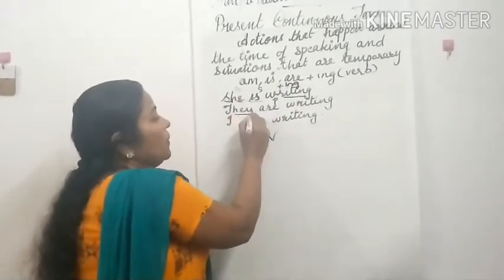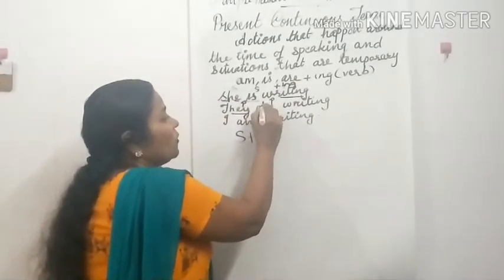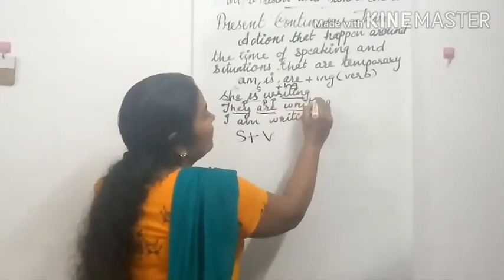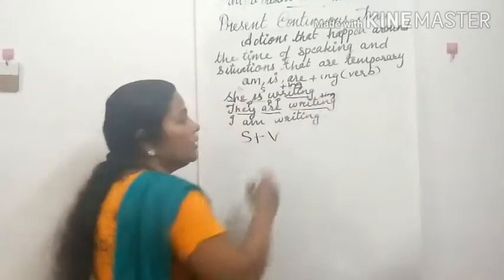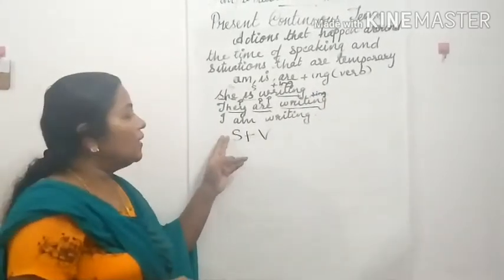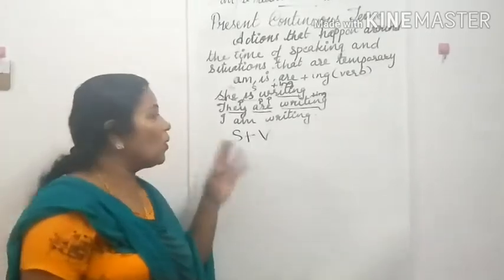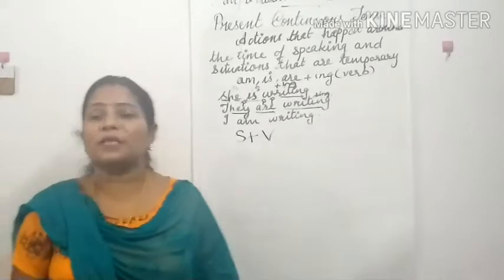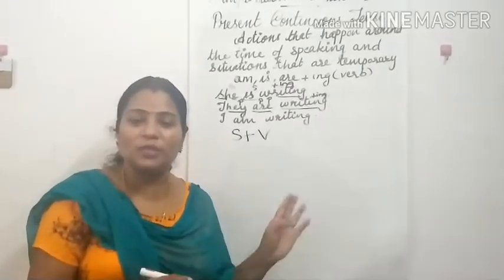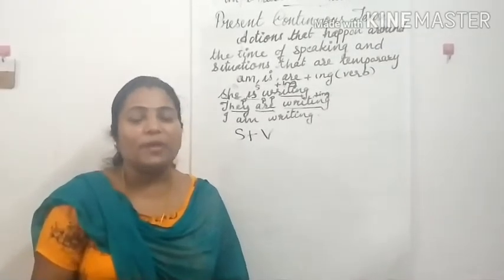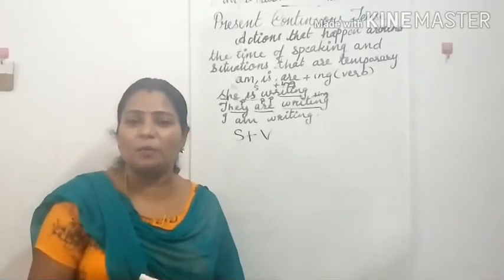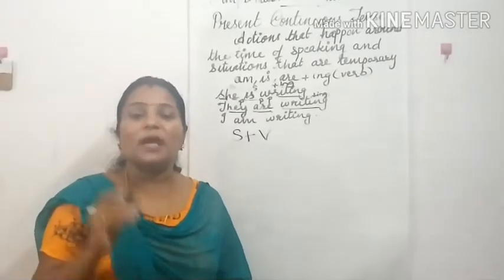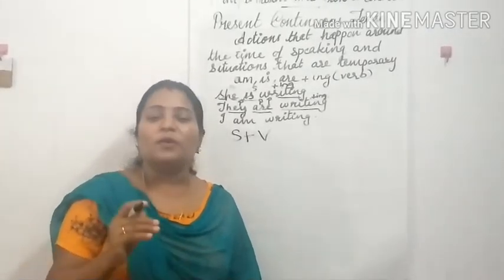Similarly, they means plural, so we have used the plural form of the helping verb, and writing, we have used the main verb with ing. And here, along with I, we use am. So, I am writing. So, this is the explanation for present continuous tense. Hope you all have understood this much part of our lesson. The next thing that they are talking about is the change of the spelling regarding the simple present tense and present continuous tense. So let's see that.